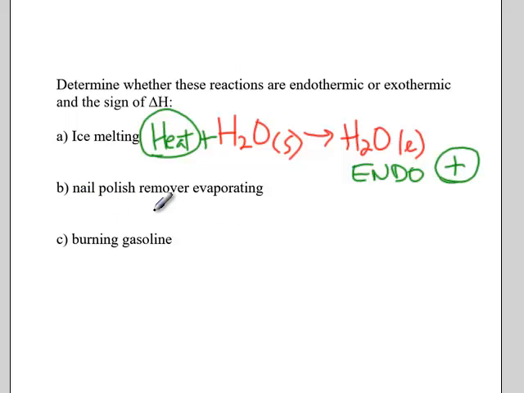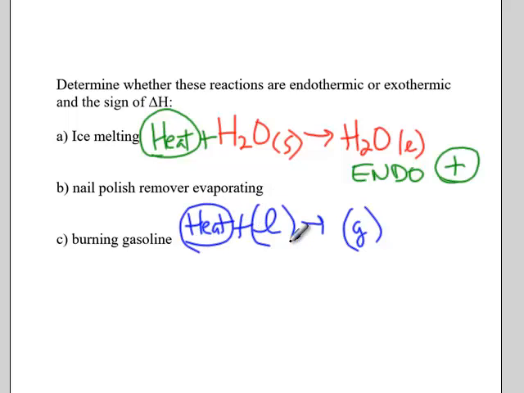The next one, nail polish remover evaporating. We're starting from a liquid and we want to turn it into a gas. So same questions, just like looking at the ice, you have to add heat to the liquid to make it evaporate. So this is also endothermic, positive delta H.